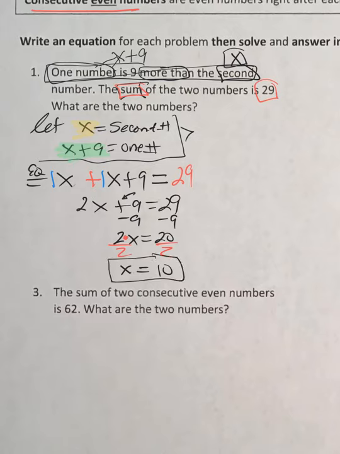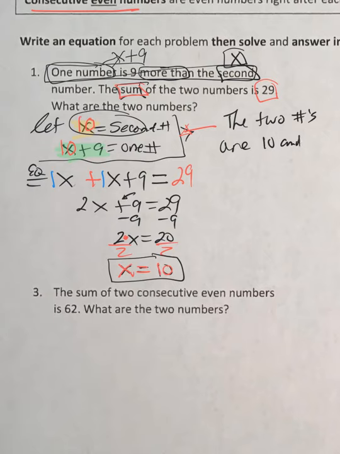Wherever we see an x, we can go back and replace it with 10. So if I go all the way back up to the definition of the variables, I just put a 10 where the x is. So what does that tell me? That tells me the two numbers are, isn't the second number 10? And isn't the first one 10 plus 9, which is 19? So the two numbers are 10 and 19.